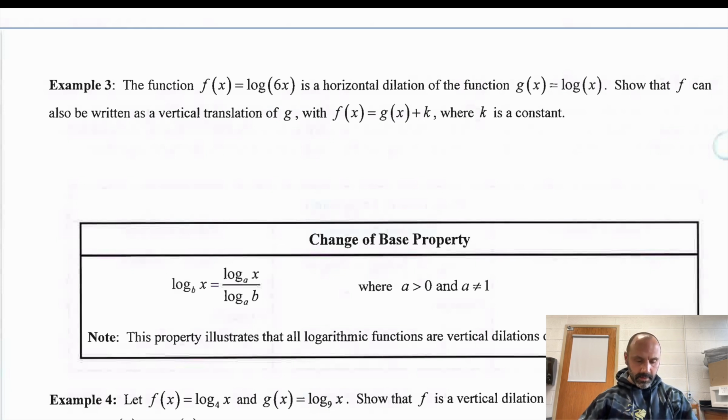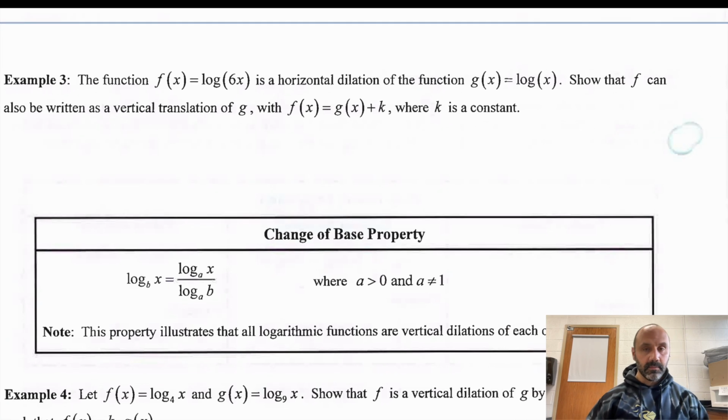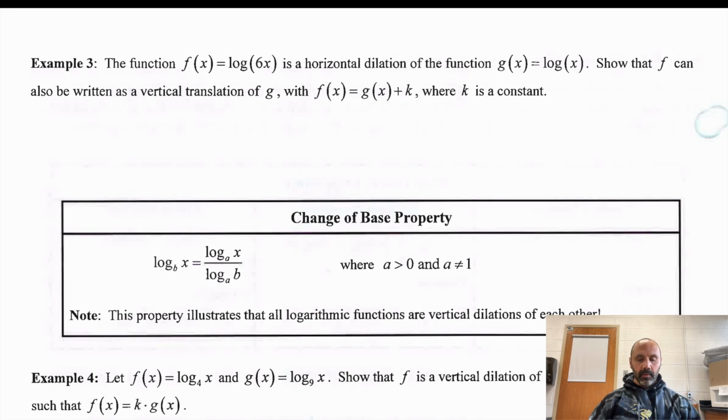Example 3, what we're looking at here. So we have a function f, and this function is a horizontal dilation of g of x, right? Show that f can also be written as a vertical translation of g, where it's g of x plus some constant. Now, here's the thing. We know that when we do transformations, anything that happens inside of the function happens horizontally, and it does the opposite. So log base 6 of x looks like I'm multiplying by 6. Normally I would think that I'm expanding, but it does the opposite.